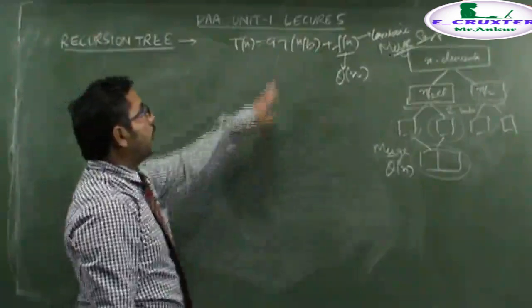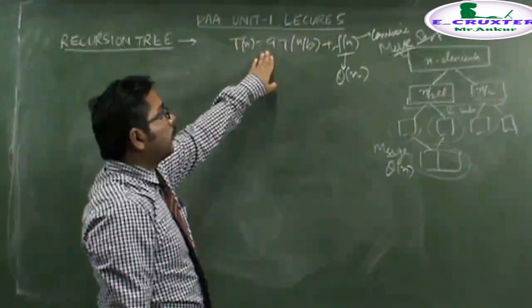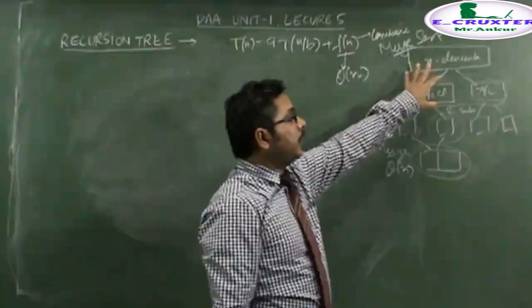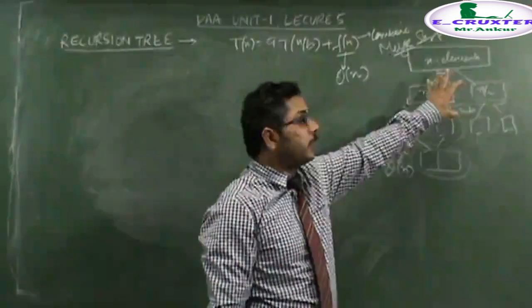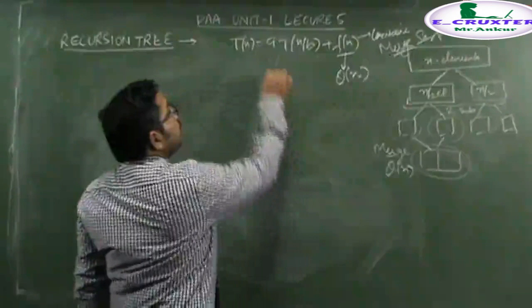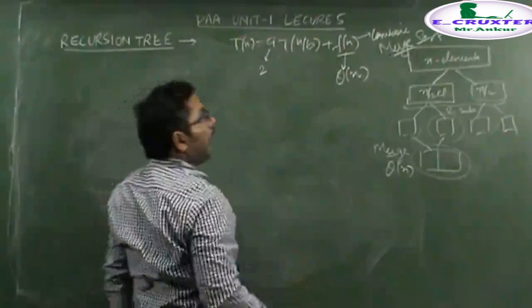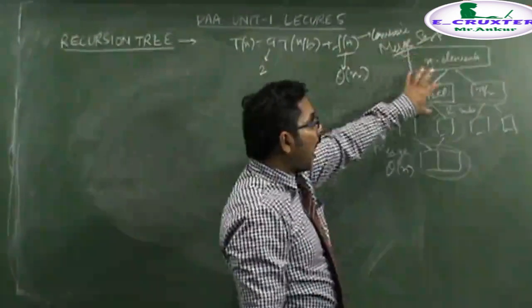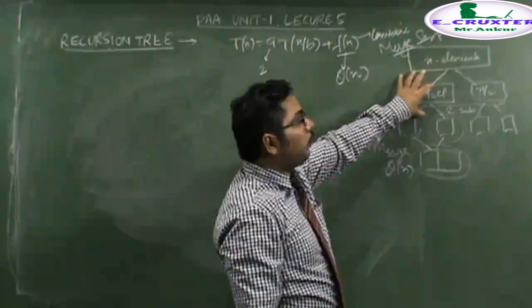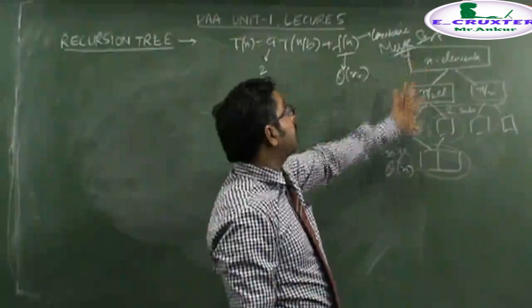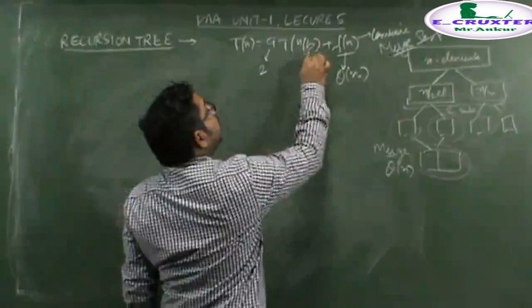And what is A here? A is the total number of subproblems. In each step we are dividing into 2 subproblems, hence the value of A is 2. Each subproblem is half of the original; that is, if there are n elements, then n by 2 elements are coming here. Hence, the value of B is 2.